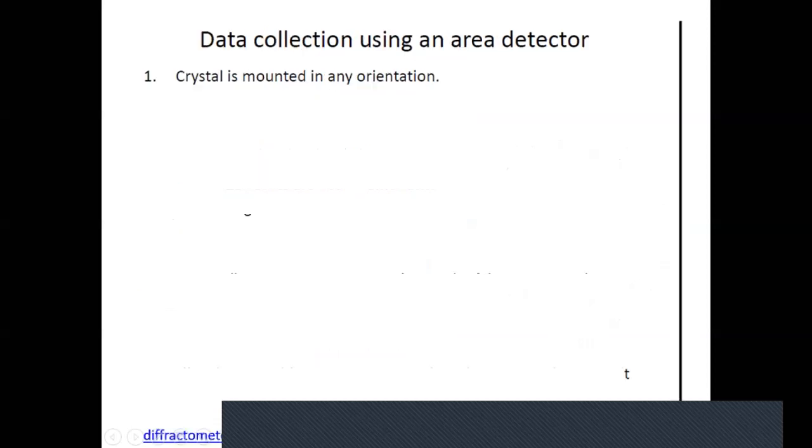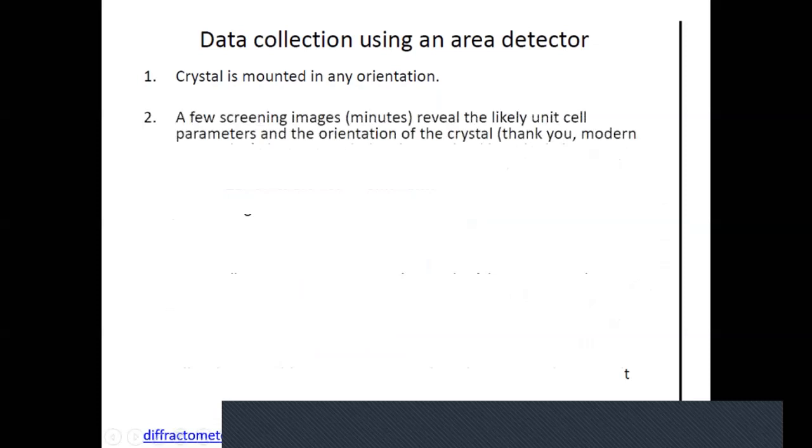So the way we use an area detector to collect data is we mount the crystal. We'll show you that next week. We do a few general images, which we call screening, to identify the unit cell and its orientation. This is important because based on the screening, you can tell if this is a good crystal or not. And it does this very fast. The screening only takes about 10 minutes.